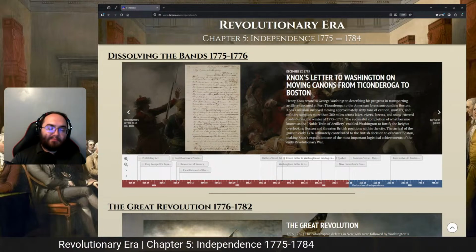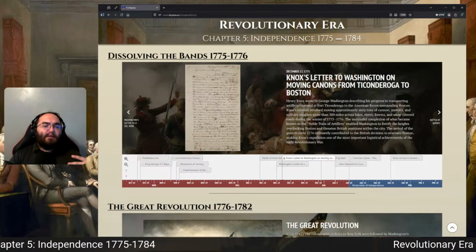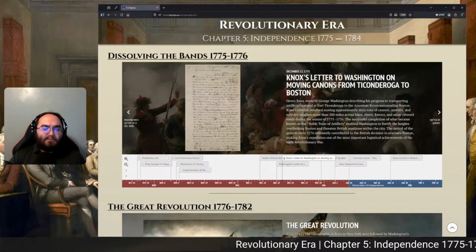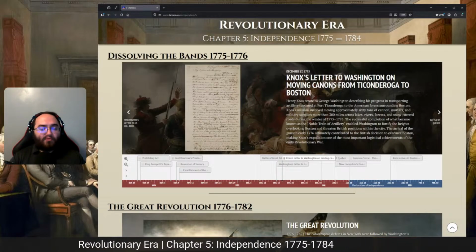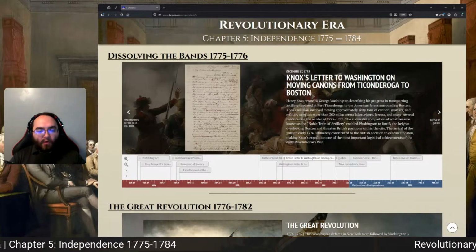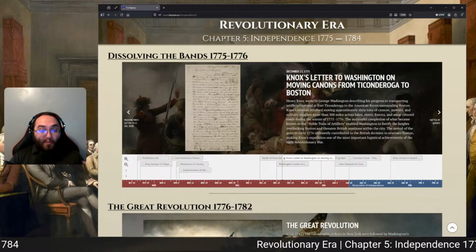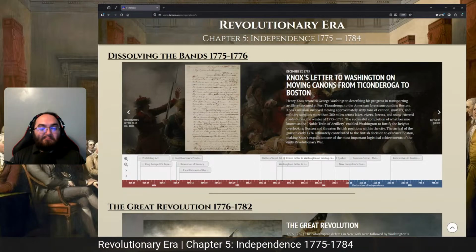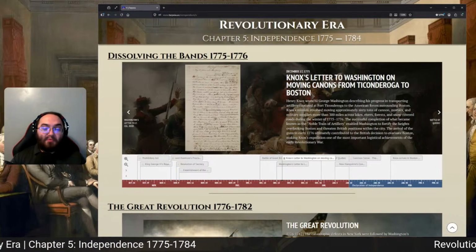So in the last chapter, Fort Ticonderoga is taken by Ethan Allen and Benedict Arnold, and the cannons from that fort are transported by Henry Knox all the way down. It's 300 miles in the winter, all the way down to where Washington was, which is in Boston.